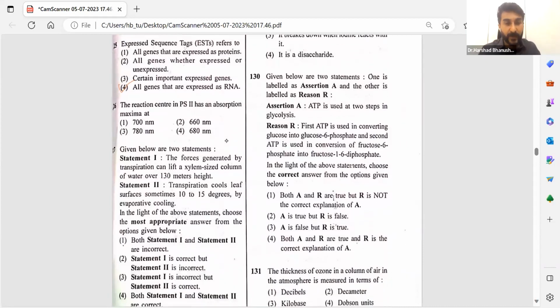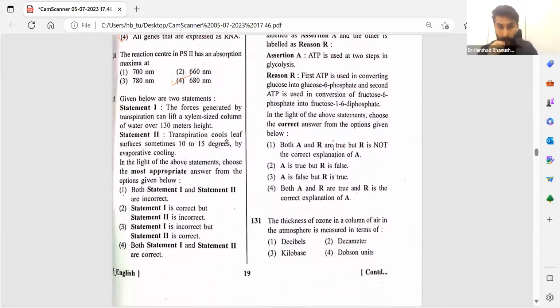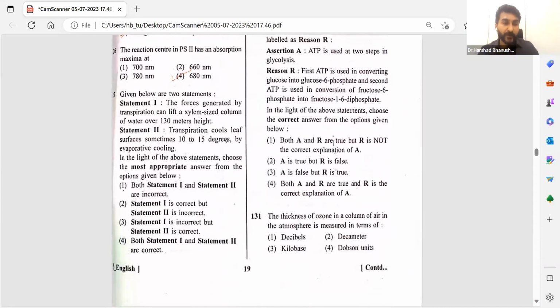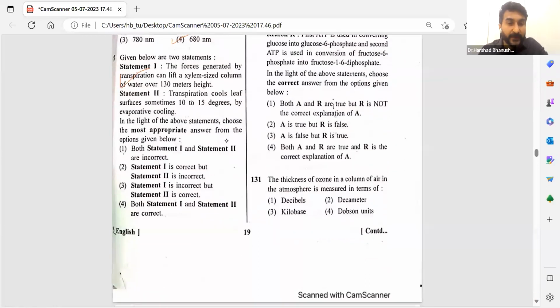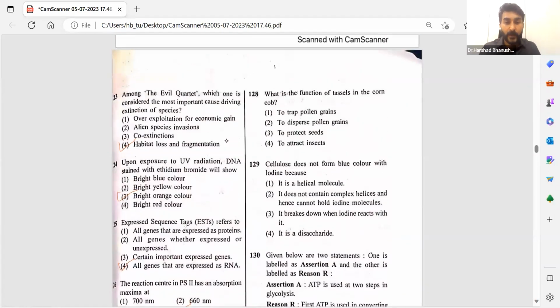The next question is pretty straightforward. The reaction center of photosystem 2 is the one having maximum chlorophyll at 680 nanometer. Two statements. The forces generated by transpiration can lift a xylem-sized column of water up to 130 meters in height. That's correct. Transpiration cools the leaf surface sometimes by 10 to 15 degrees by evaporative cooling. That is correct. So both the statements are correct. Pretty straightforward. This is the part given under transpiration.